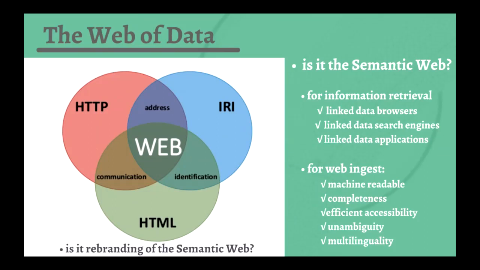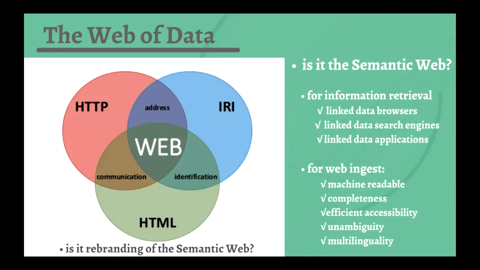Mostly the semantic web is used for information retrieval in finding linked data browsers, linked data search engines, linked data applications, and for web ingest, such as information or data being machine readable, making sure that the code is complete, that the process is efficient and accessible, that it is not ambiguous, and that it is multilingual.